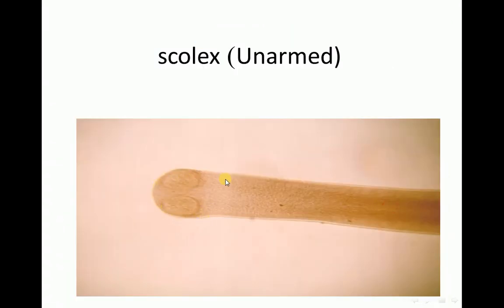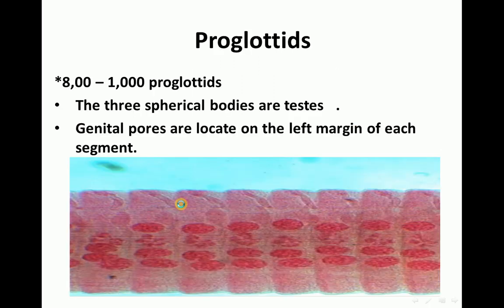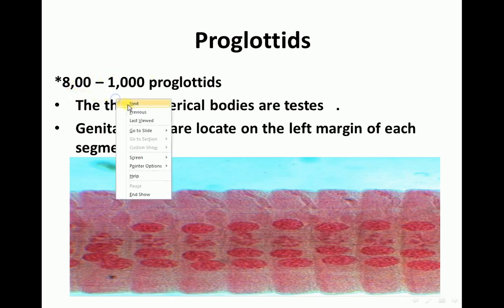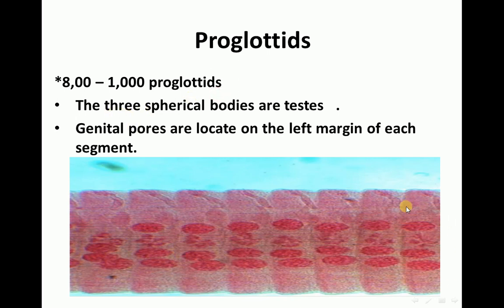Scolex of this worm is unarmed, doesn't have any hooks, but contains 4 spherical suckers. Proglottids: about 800 to 1000 proglottids. Each proglottid contains 3 spherical bodies, which are testes, the first one, second, and the third one, while this structure is the ovary. Genital pore is located on the left margin of each segment.